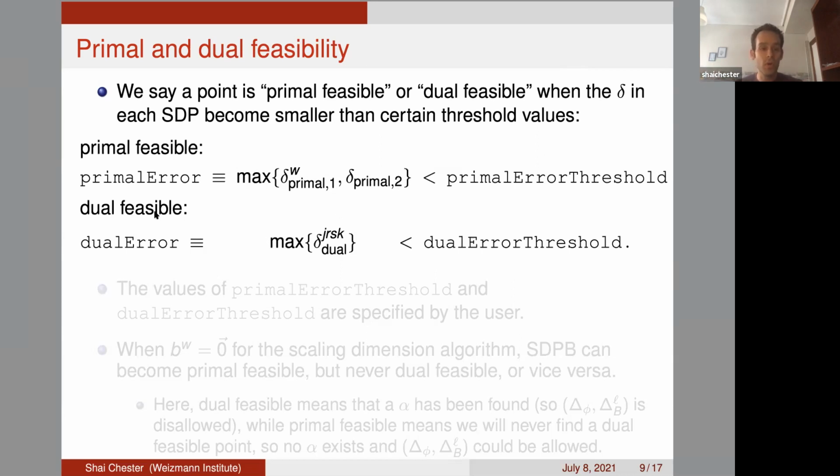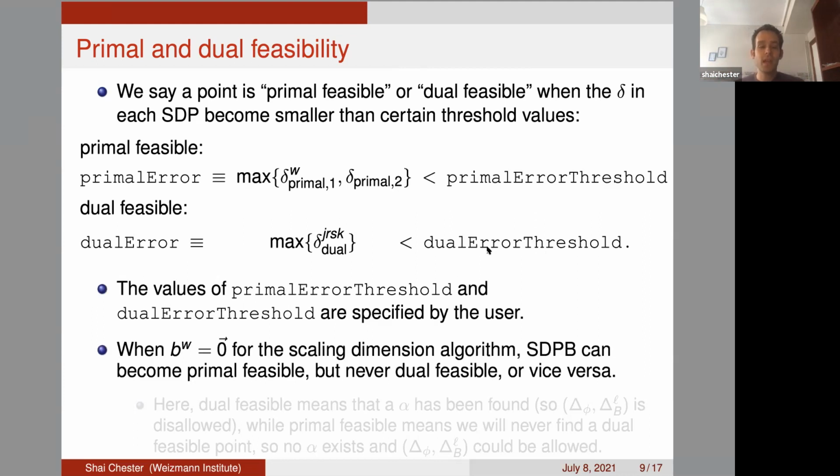Similarly, for the dual program, in this case, it's simpler because you just have the one deviation, although it has various labels. So it's the maximum of all those different labels. And so that's what we call the dual error. And then you as the user will stipulate a certain dual error threshold. And whenever the error becomes smaller than that threshold, you say that it is dual feasible.